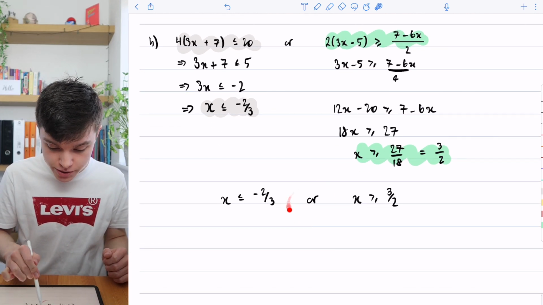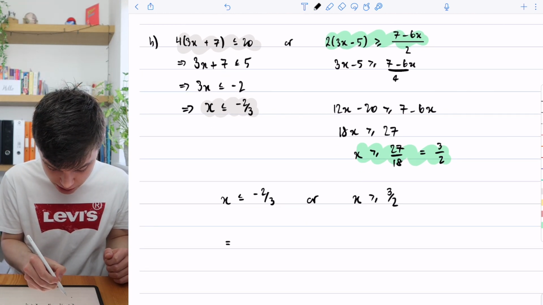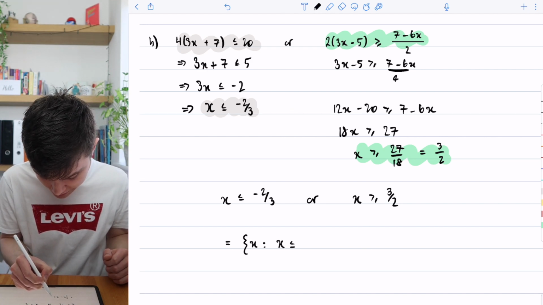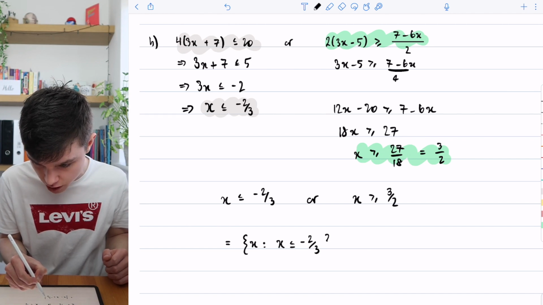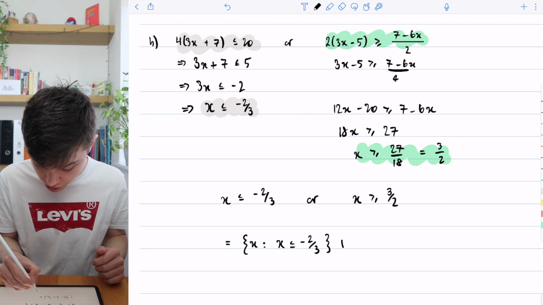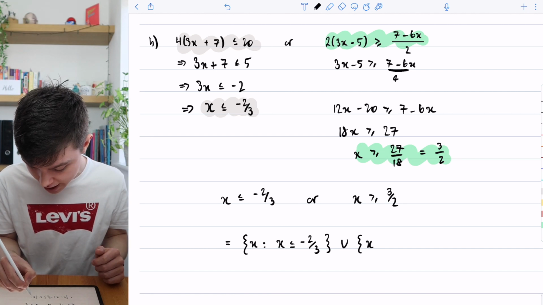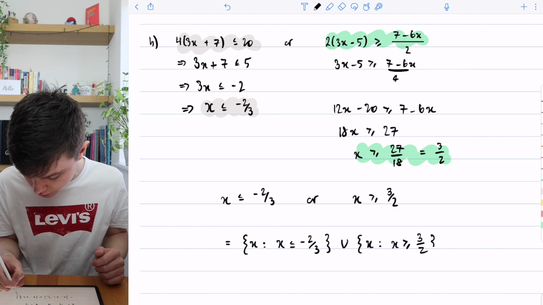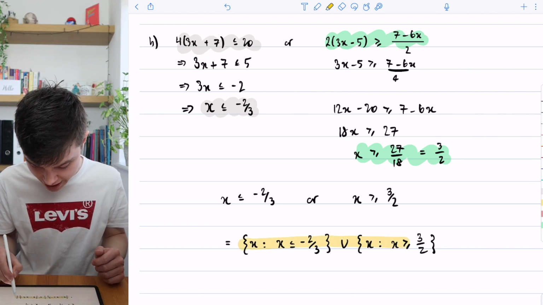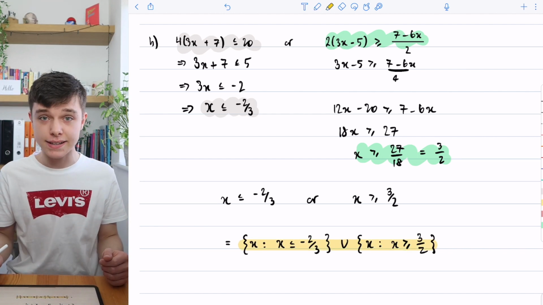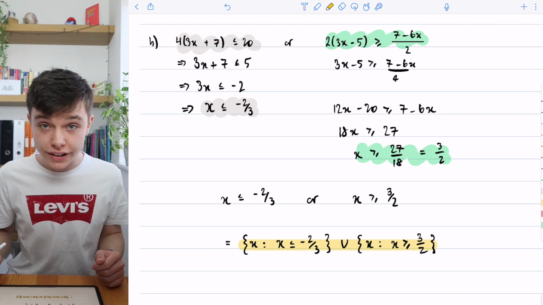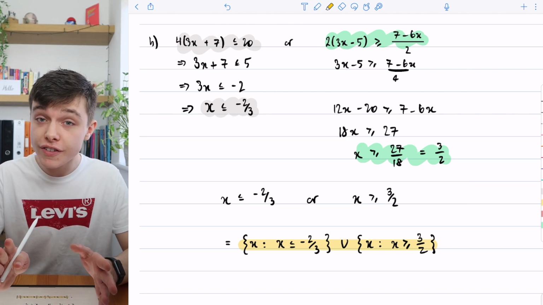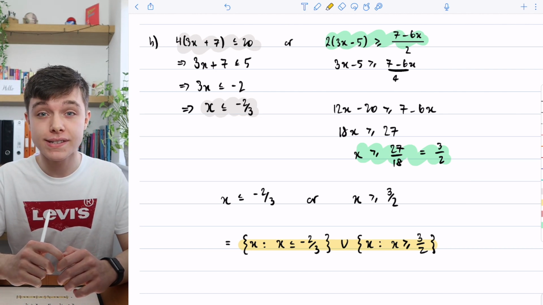So it's an or, so we just need to write them in set notation, so it will be this. x such that x is less than or equal to minus 2 over 3, or, so union, this set, x such that x is greater than or equal to 3 over 2. And that there is our final answer in set notation. So hopefully now you know what the inequalities are, and you can solve inequalities and write them with set notation.